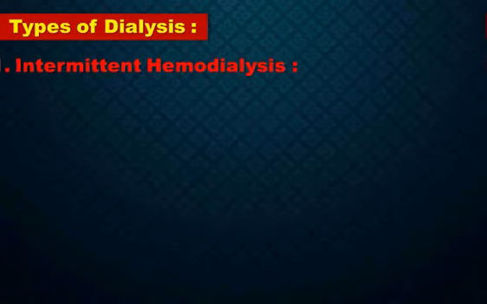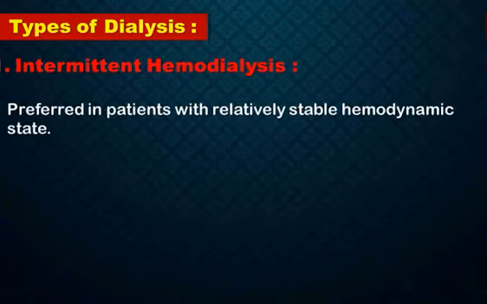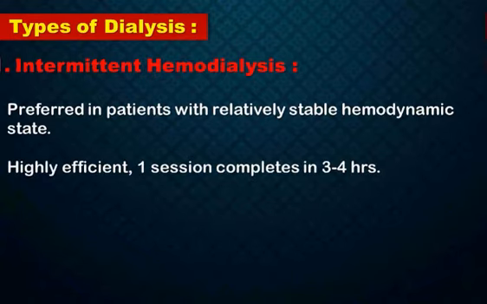So the types of dialysis, we have 3 types, the first being intermittent hemodialysis. Each type has advantages, contraindications, and complications. Hemodialysis, which is intermittent, is preferred in patients who are in a relatively stable hemodynamic state, because it may lead to bleeding, hypovolemia, and thrombosis.